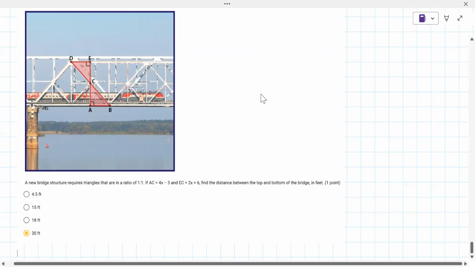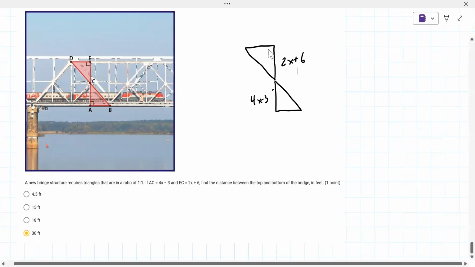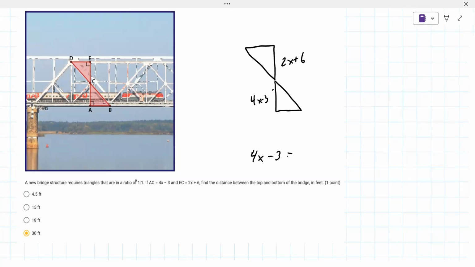So again, probably best to draw it without all the stuff. This is 4x minus 3. This is 2x plus 6. They appear to be congruent. They share an angle, and then these angles are the same. So they're similar, and they're similar in a 1-to-1 ratio. So you can just set them equal.